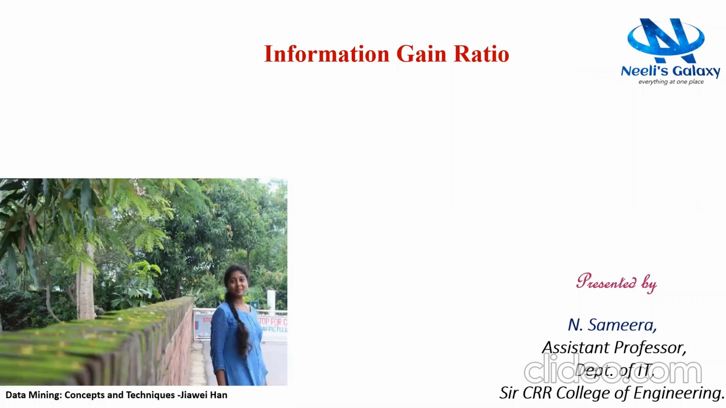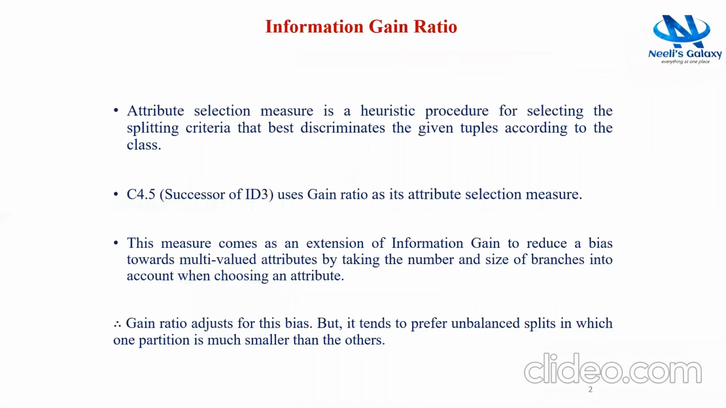Samira here, and today's topic is information gain ratio. Information gain ratio is a kind of attribute selection measure, which is a heuristic procedure for selecting the splitting criteria that best discriminates the given tuples according to the class. C4.5, which is the successor of ID3, uses gain ratio as its attribute selection measure.